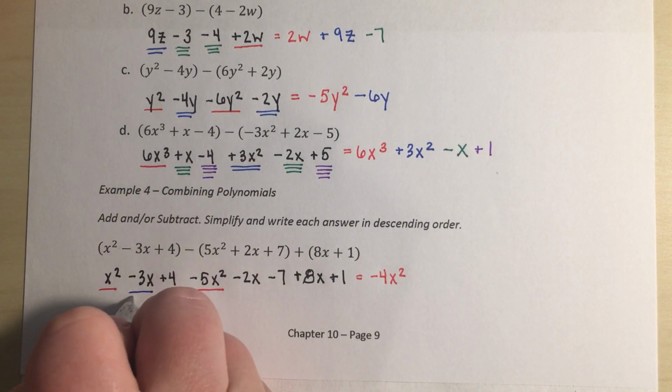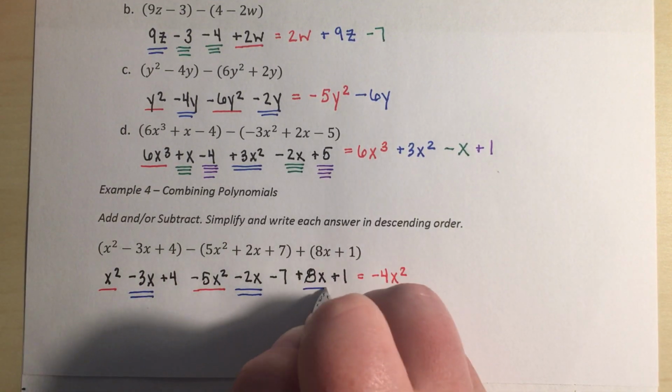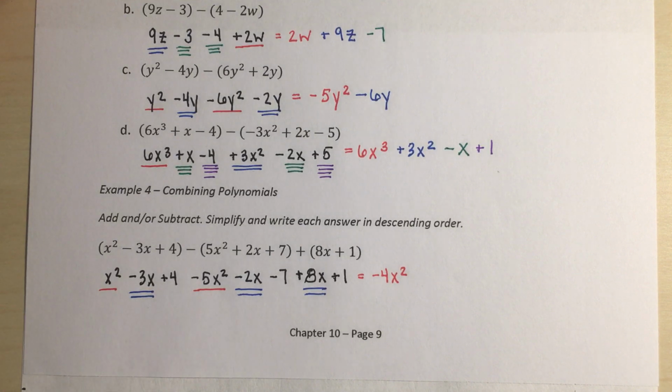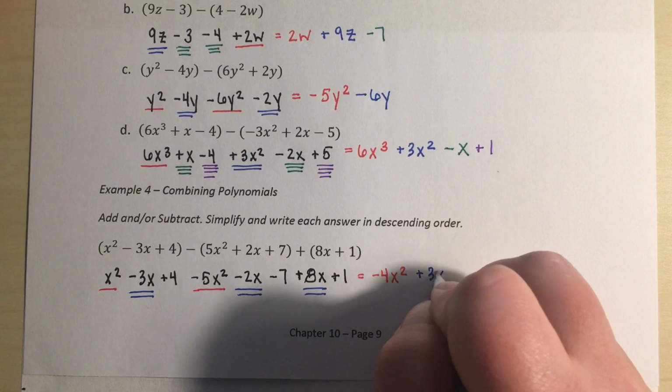Then moving to our next variable, we have a negative 3x, a negative 2x, and a positive 8x. Negative 3x and negative 2x give us a negative 5x. Negative 5x plus 8x is going to give us a positive 3x.